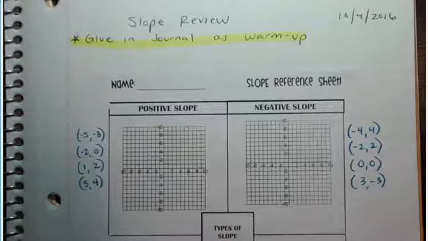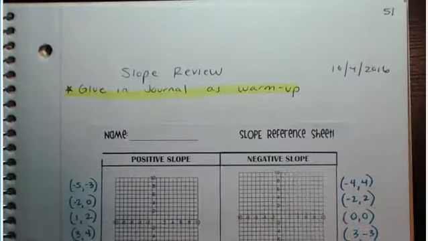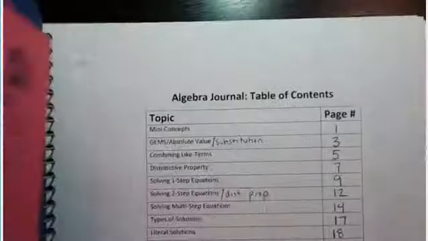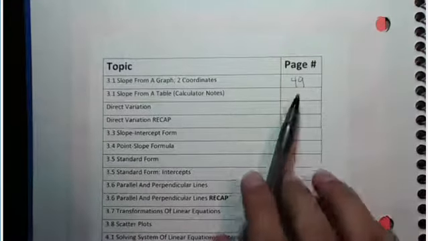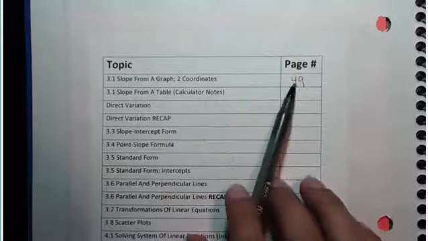I just put this, title it as Slope Review. This is my page 51. Notice that in your table of contents as well. Noticing your table of contents, we filled out finding the slope from a graph in two coordinates, page 49.